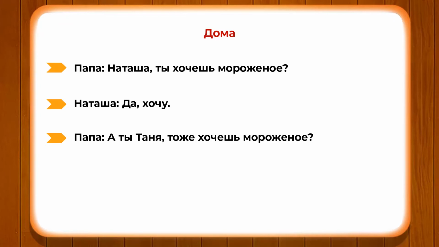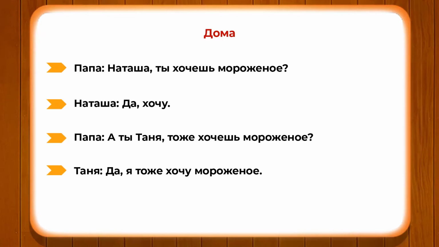Papa: ты Tanya, тоже хочешь? So father is asking the other girl, her name is Tanya. А ты, Tanya, тоже хочешь мороженое? So he is asking Tanya, do you also want to have ice cream? Then Tanya is answering, да, я тоже хочу мороженое. Yes, I also want to have ice cream.